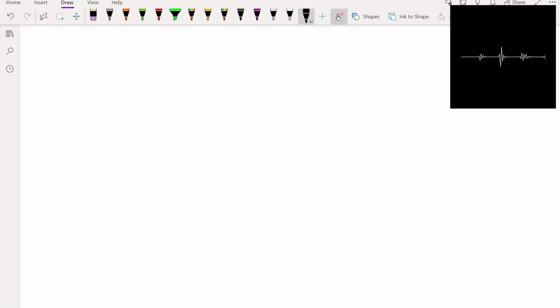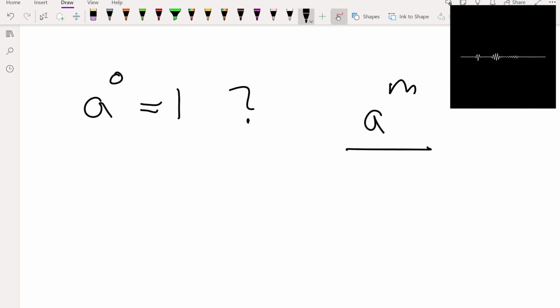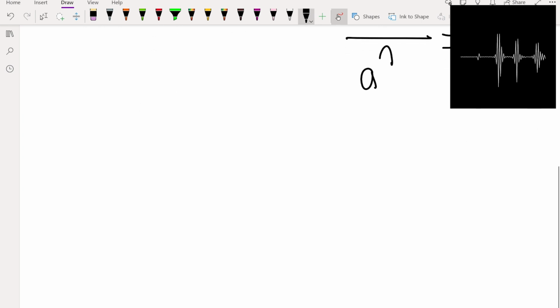Next, let's go over the exponent rules. Any number raised to the power of 0 is 1. But why? Well, another exponent rule states that any number raised to a power over the same number raised to another power is equal to that number to the power of the first power minus the second power. Let's see why that works.